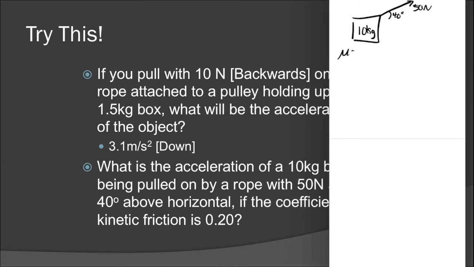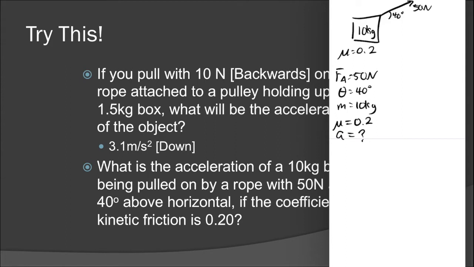We know our coefficient is 0.2, and we don't have any other parts of this question, so we will write down everything that we know. We know our applied force is 50 newtons. We know our angle is 40 degrees. Our mass is 10 kilograms, and our coefficient is 0.2. From the question, we can see that we want to find our acceleration.